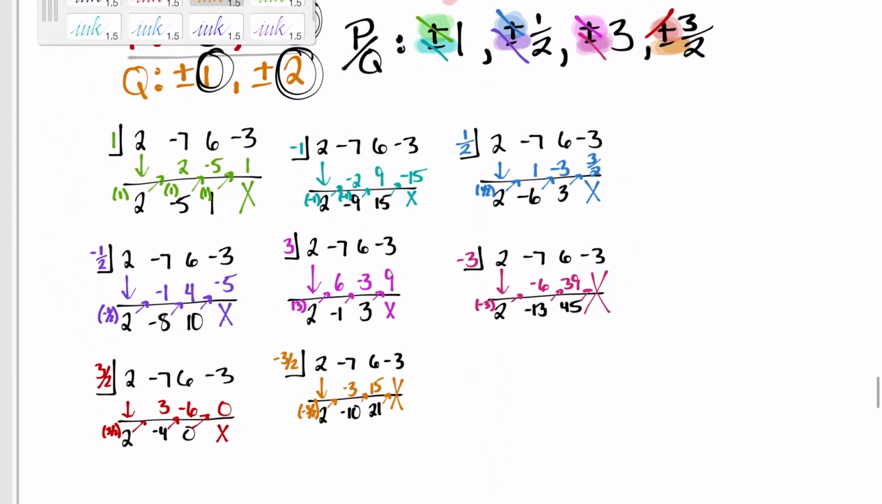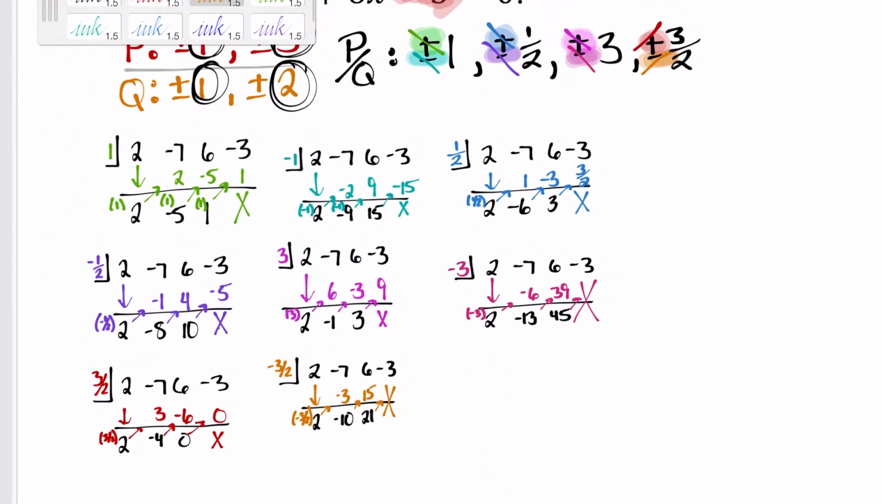So I've gone through every single one of my possibilities and absolutely none of them worked, which means that I have no rational zeros for this function, which is unfortunate because I went through every single one and that was a lot of work.